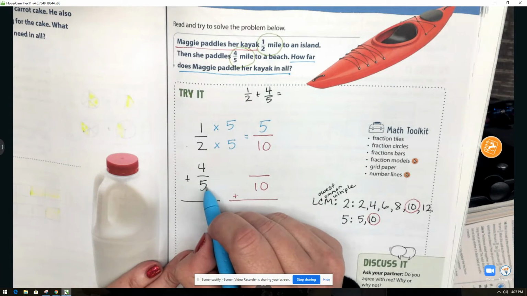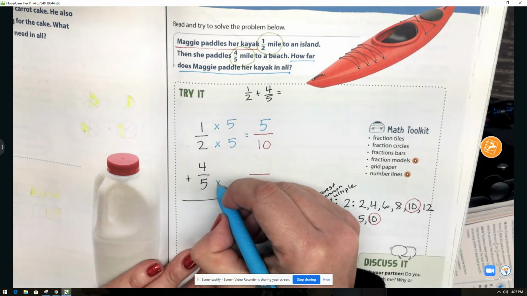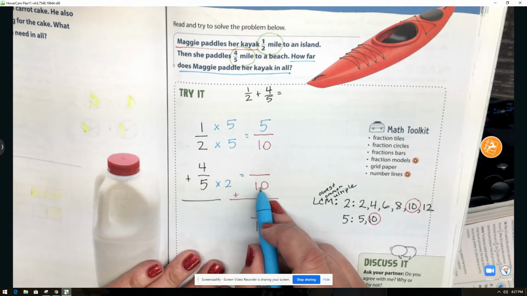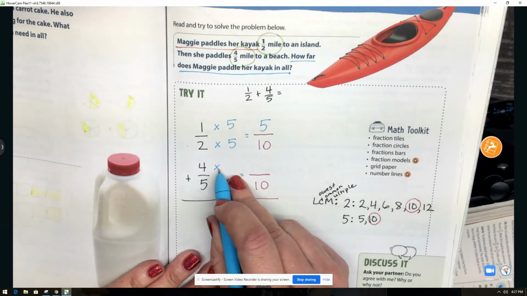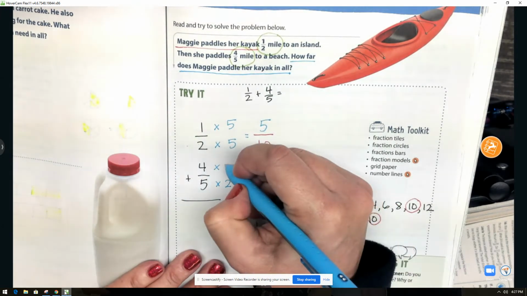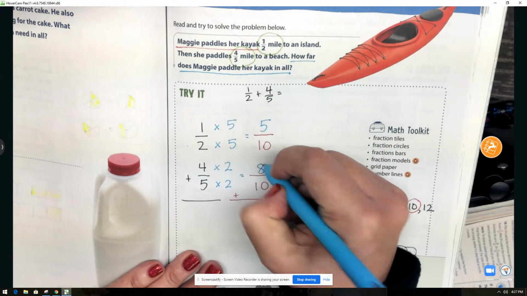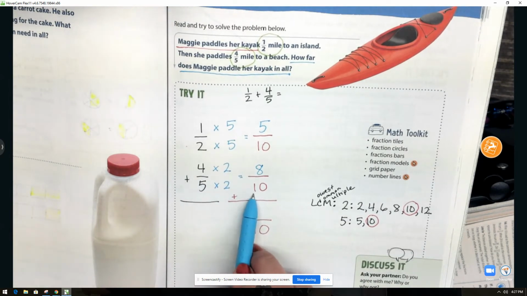So what do we multiply 5 by to get 10? That's right, we multiply it by 2. 5 times 2 equals 10. So if we multiply the 5 times 2, we also have to multiply the 4 times 2. So 4 times 2 is 8. So 4/5 is equivalent to 8/10.